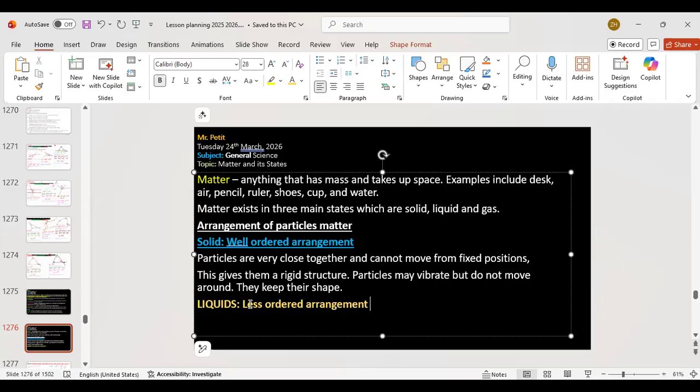Dion, where's Dion? Yes, sir. What are the 3 states of matter that we have? Solids, liquids, and gases. Very good. So particles spread out. Particles are free to move around.